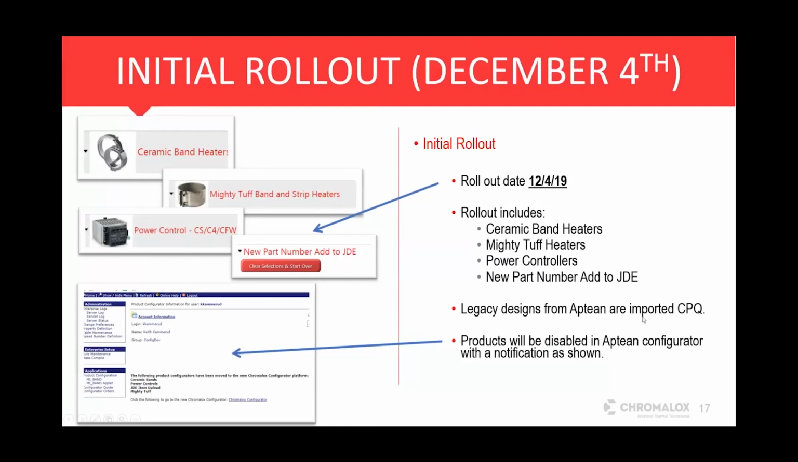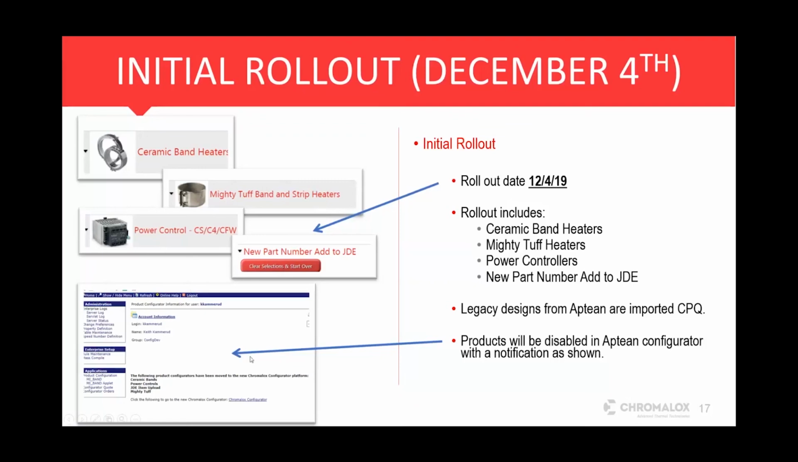Legacy designs from the old configurator will be imported. So if you configured something in Aptean, you can pull it up in CPQ. Based on group access, not all of you are going to see all of these. Most of you will see ceramic bands, Mighty Tough, and power control, if not everyone. Only engineering is going to see the new part number add to JDE.